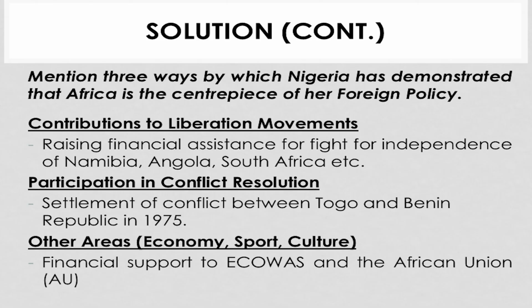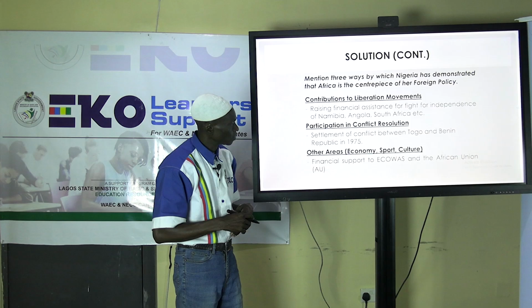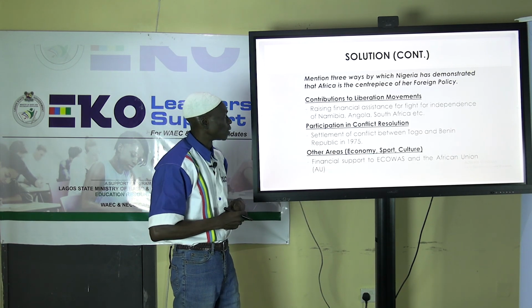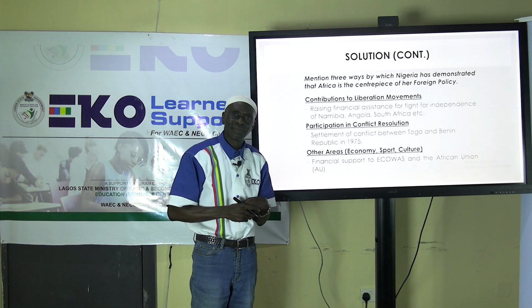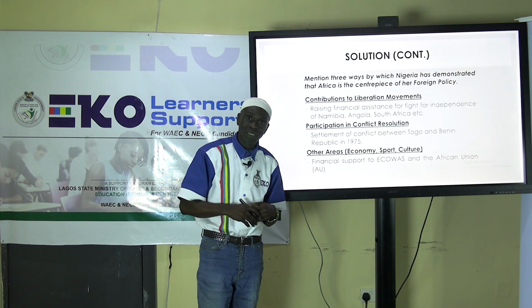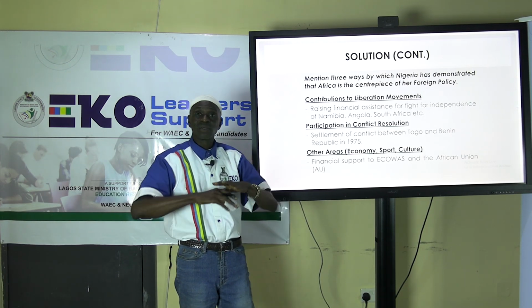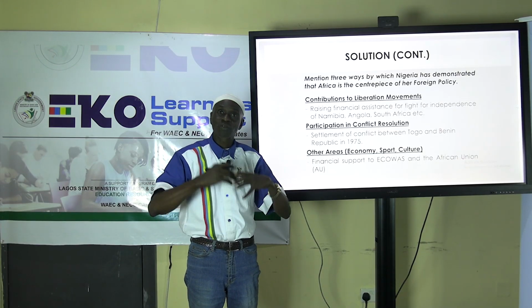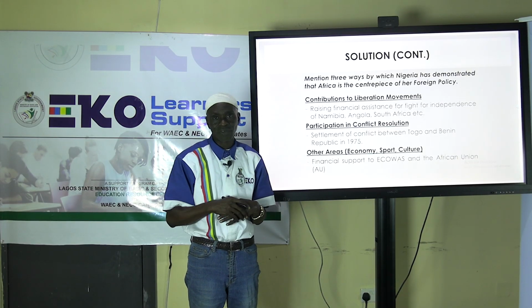Participation in conflict resolution. Nigeria has helped in settlement of conflict between countries. Example, we can give Togo and Benin Republic in 1975. There are other areas where Nigeria has shown or demonstrated. We have economy, sports, and culture, especially support for ECOWAS and African Union. Up till now, Nigeria is supporting these two organizations in Africa so that we can have unity, we can have cooperation, we can have economic advancement.